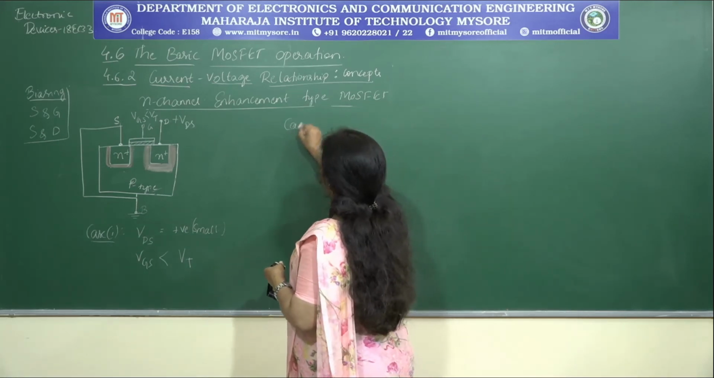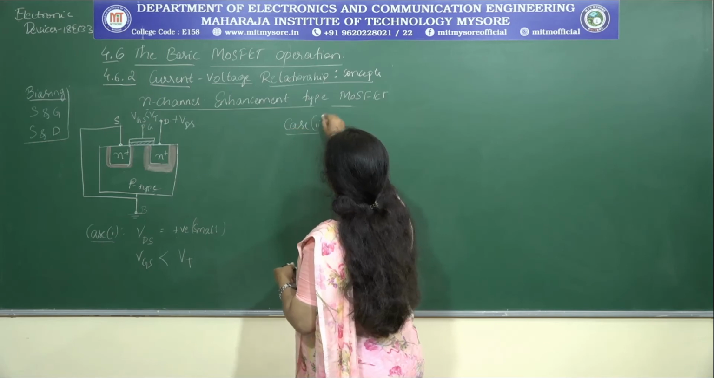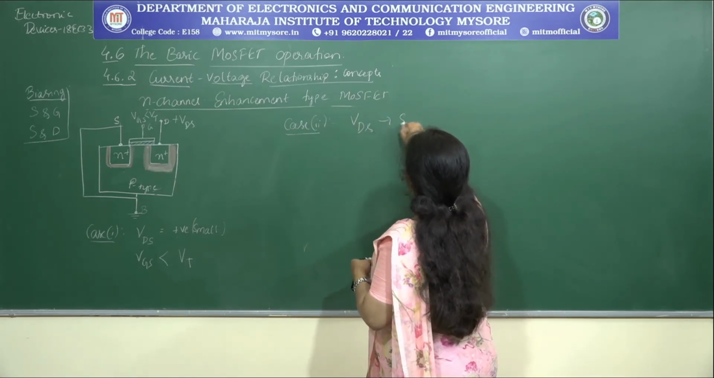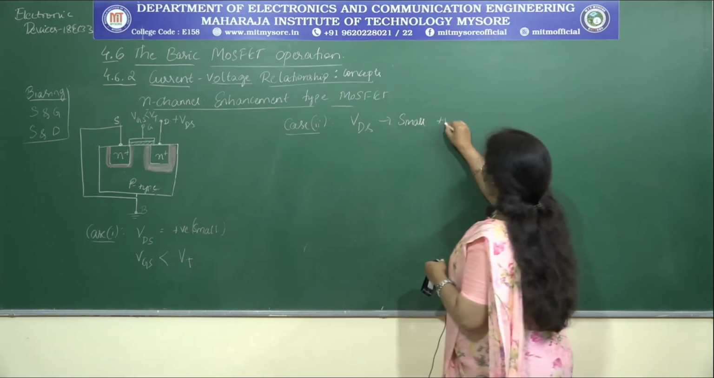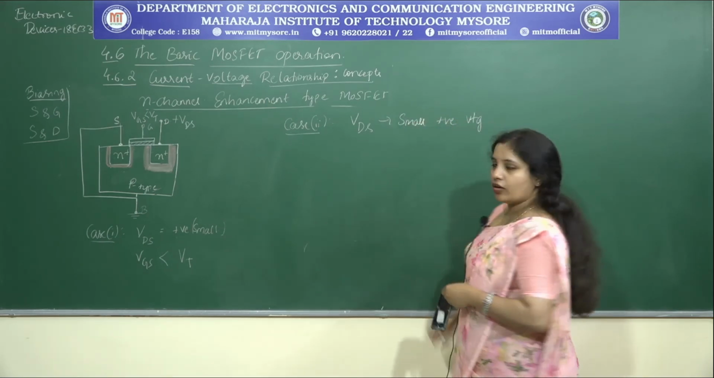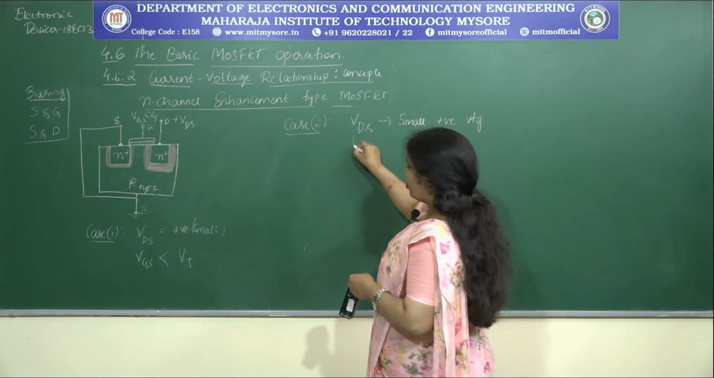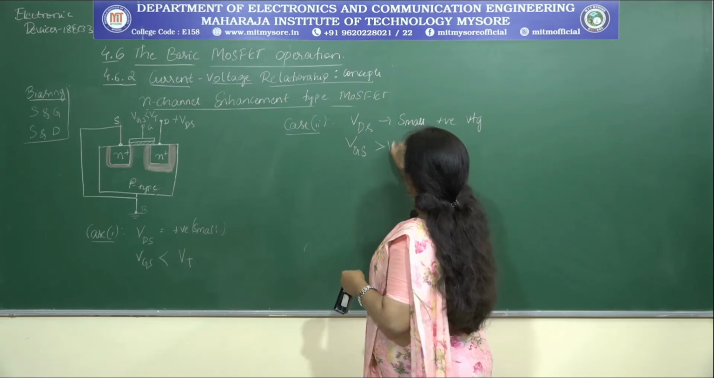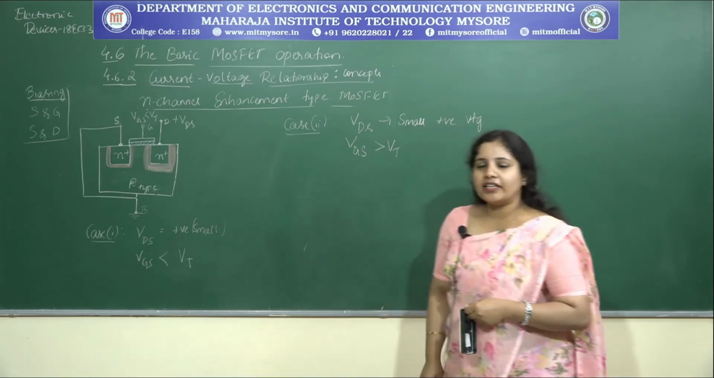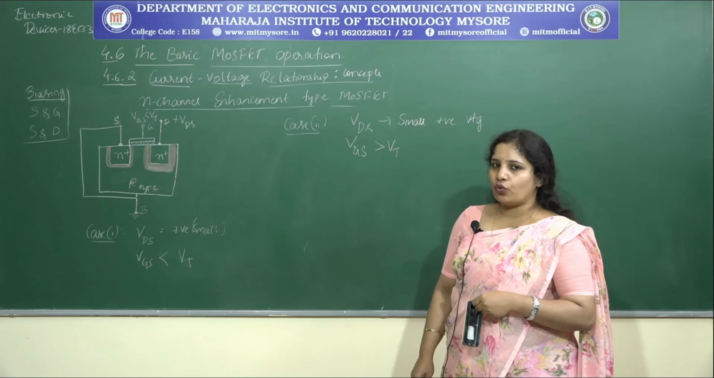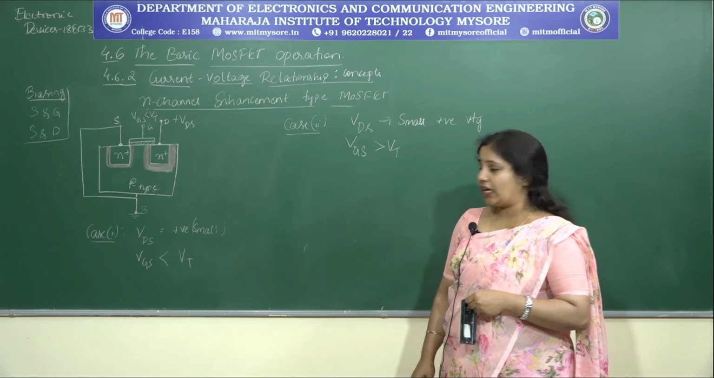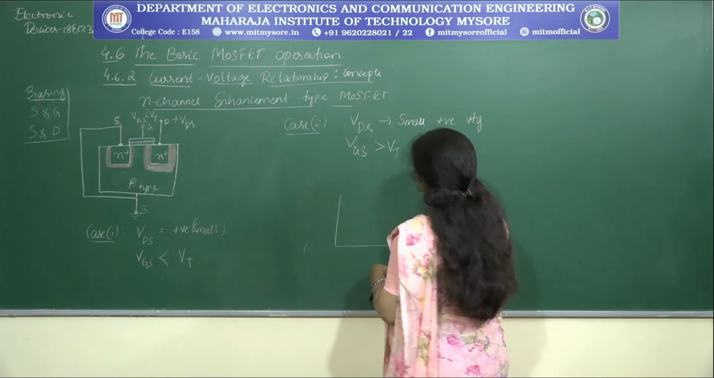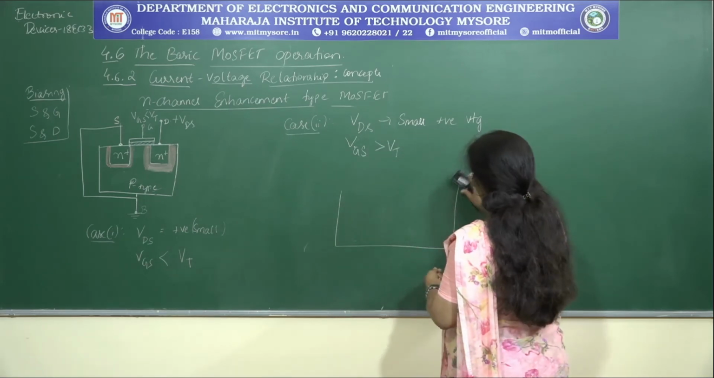So, what I will do under case 2 is, I will consider the VDS still to be a small positive voltage, but one difference that I will make here is, whatever the gate to source voltage that I have, I will make it greater than the threshold voltage that I am providing. Done. Now, when I make this happen, let me just write the structure.